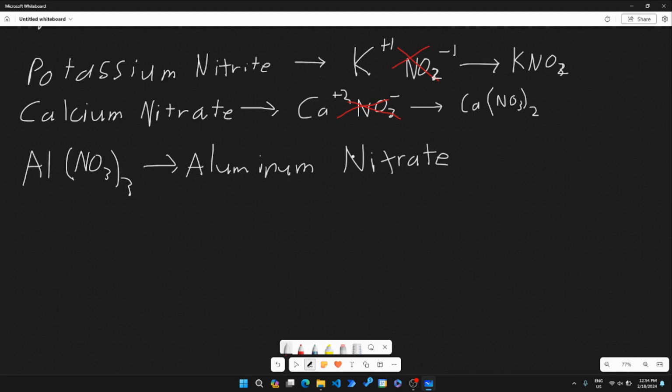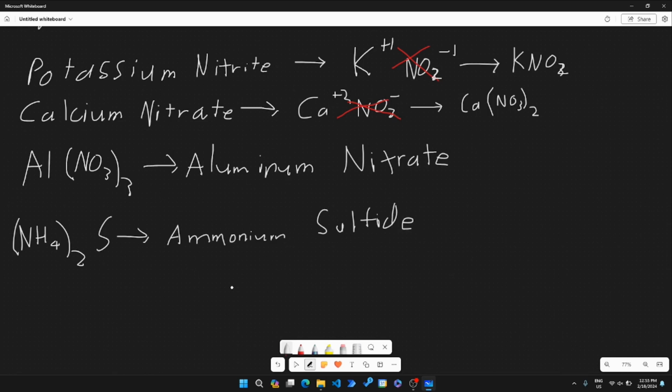And then we also have a case where you can have the polyatomic ion be the cation. So this is, for example, NH4 and S. So this is ammonia right here. So this becomes ammonium and sulfide, because this is an anion by itself. So ammonium sulfide.